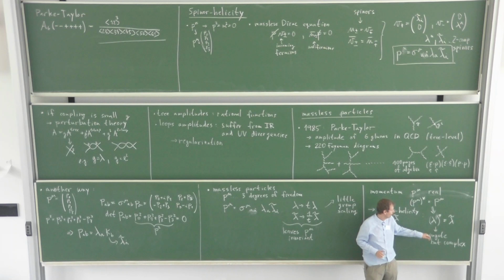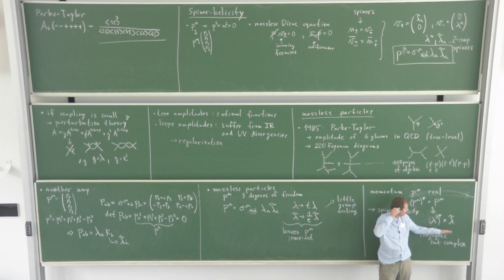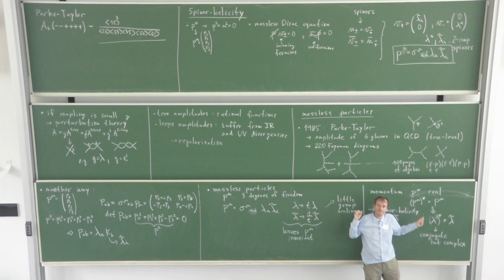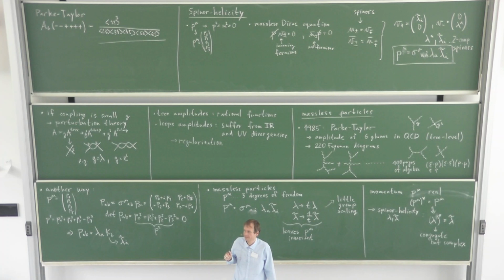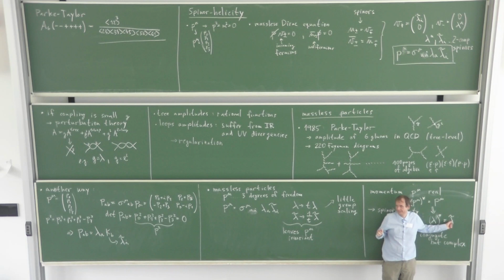So we just stick with that. If you think about lambda, lambda tilde, you think about the lambda tilde being a complex conjugate of lambda, because only this condition guarantees that your momentum is real. There can be a plus or minus sign, depending on the energy.